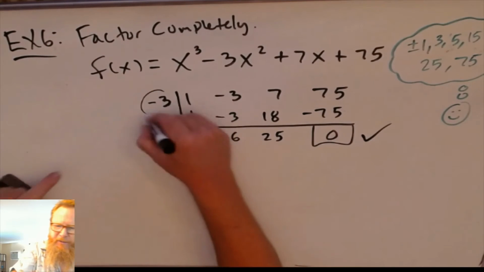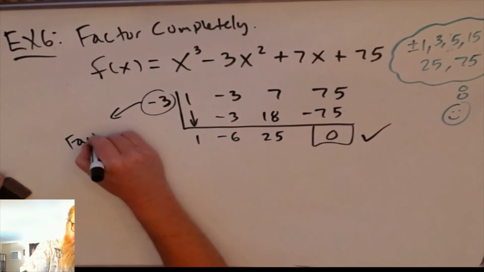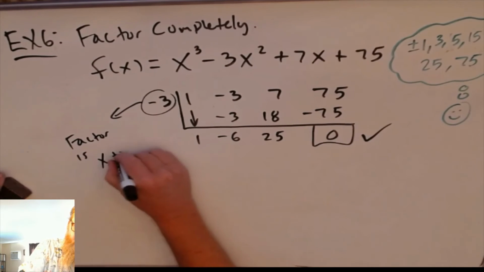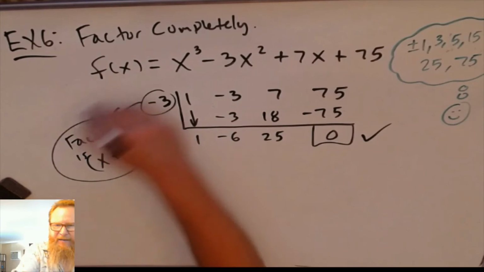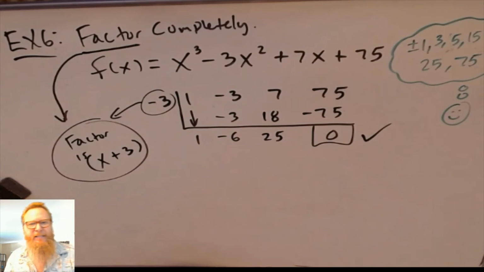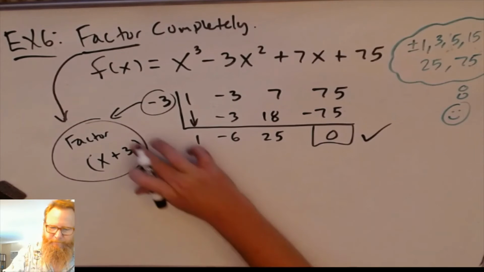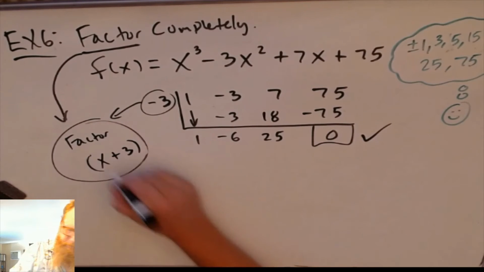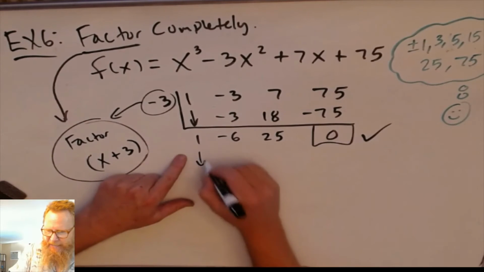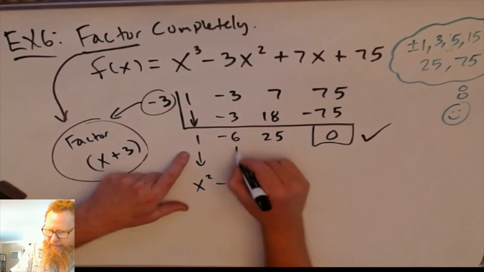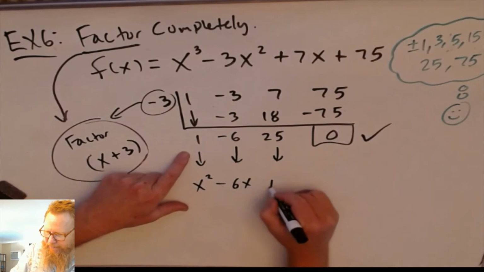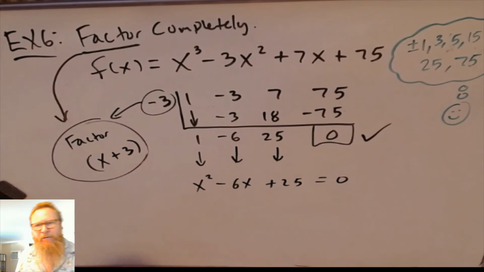Okay, let's just put this off to the side. The factor is x plus 3, just so we don't forget. All right, the problem is telling us to factor, so the factor is x plus 3. Pull this out, so we get 1x squared minus 6x plus 25 equals 0.